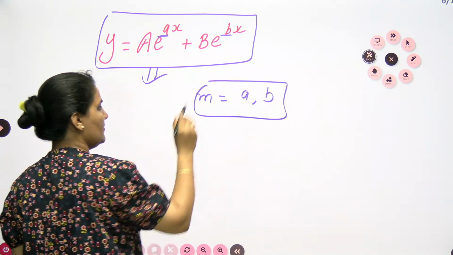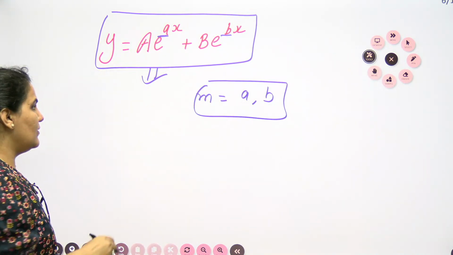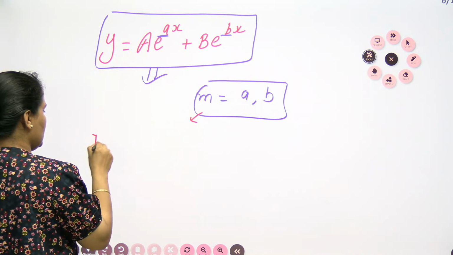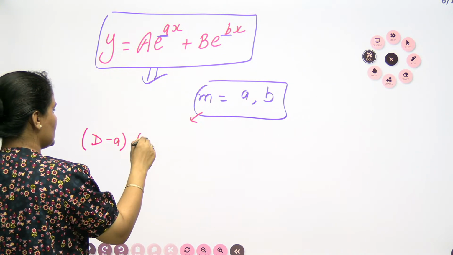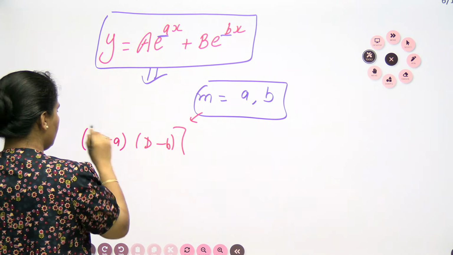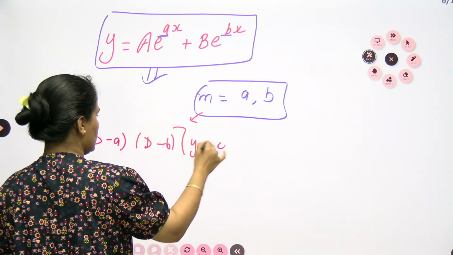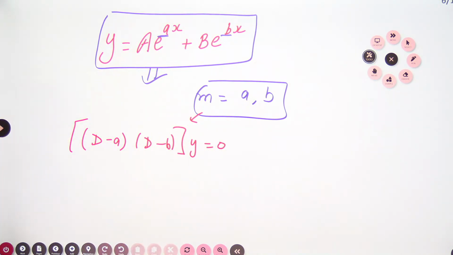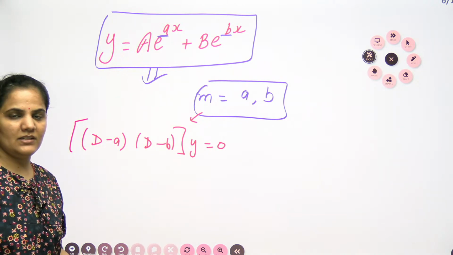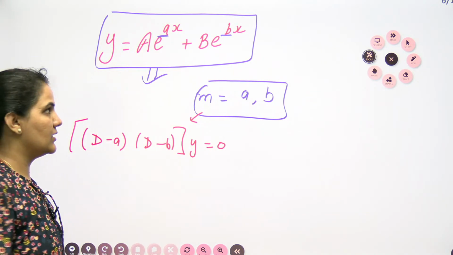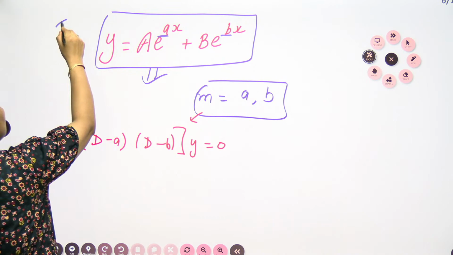The roots of the equation will be a and b here. So we can go with the reverse like this. In this case your equation will be (D minus a)(D minus b)y equals 0. We can make the equation, and from here by reverse multiplication, we can find out the equation. So this is the first method.